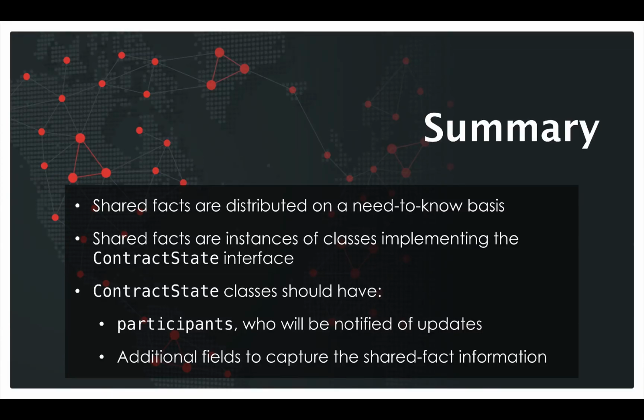In summary, we've seen how shared facts in Corda are only distributed on a need-to-know basis. This is a key strategic and legal requirement for many business blockchain applications. And we represent these shared facts as states, which are instances of classes implementing the contract state interface. And when we looked at this contract state interface, we found that it requires you to define a participants field, which is a list of the parties on the network who are going to be notified of changes to this state over time. And also we need to add additional fields to our state to capture the information that it's supposed to represent.